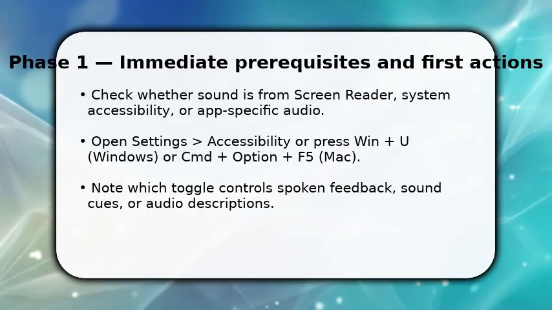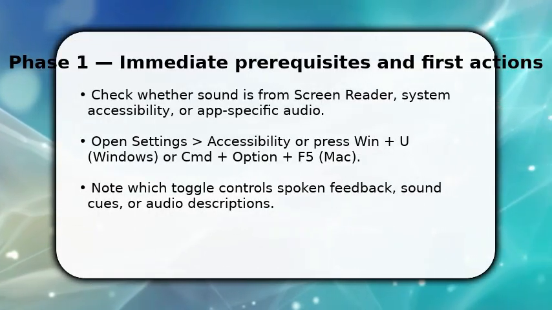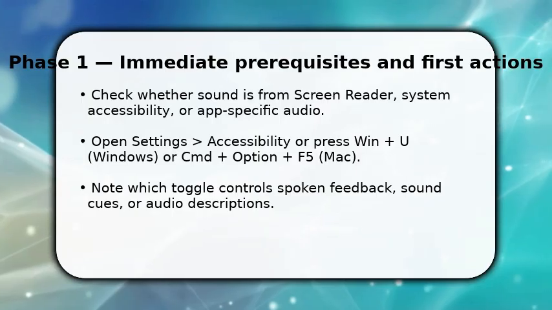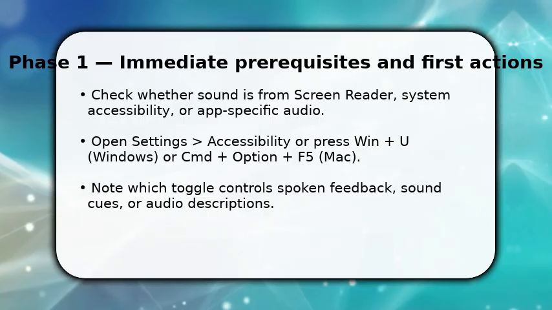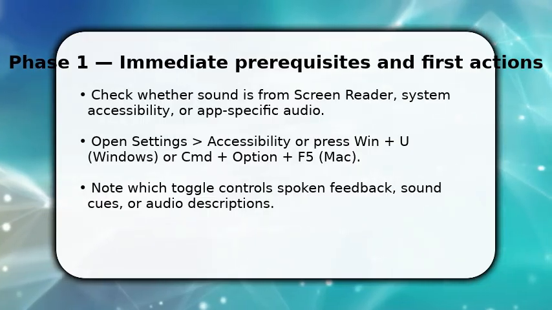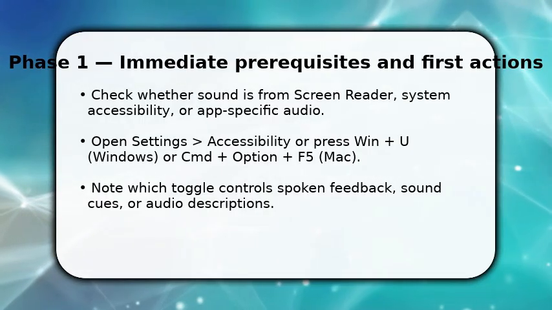You start by locating the source. Identify whether spoken feedback or notification cues are active. Open accessibility settings now. On Windows, use Win plus U. On Mac, use CMD plus Option plus F5, because that gets you straight to the controls.